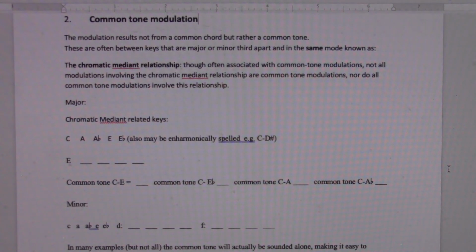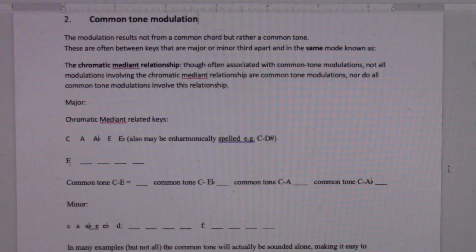So for minor, it's the same thing. We have chromatic mediant related minor keys, and notice that if you're in minor to start with, the chromatic mediant related keys are also going to be minor. So C and A minor, C and A flat minor, C and E minor, and C and E flat minor. These would be the chromatic mediant related keys.